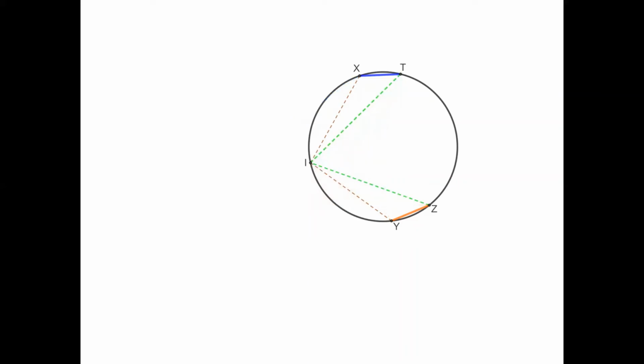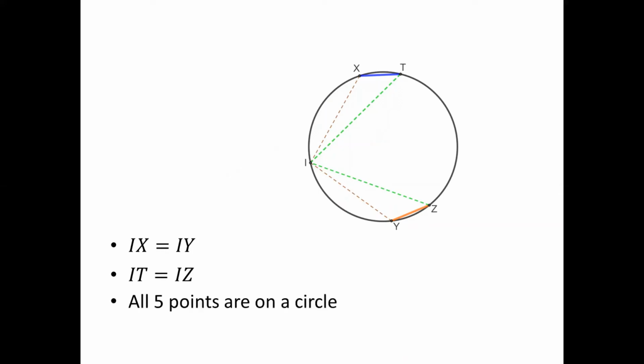Now, let's remove everything else and only keep the relevant elements. We have IX equals IY, IT equals IZ. All 5 points are on the same circle. Do you agree that XT equals YZ?